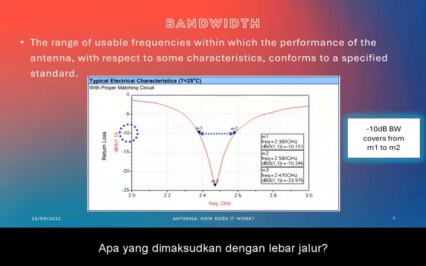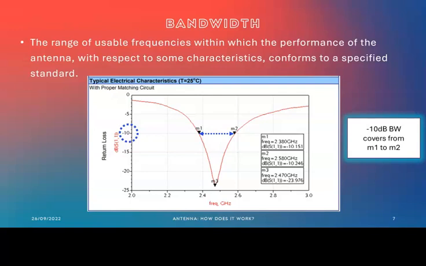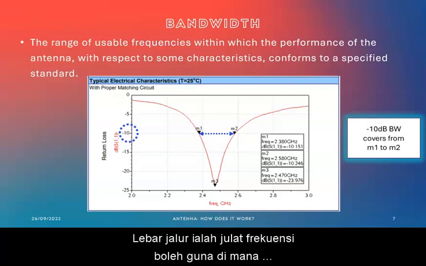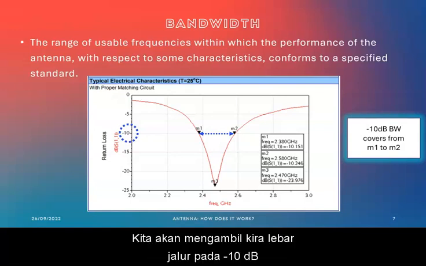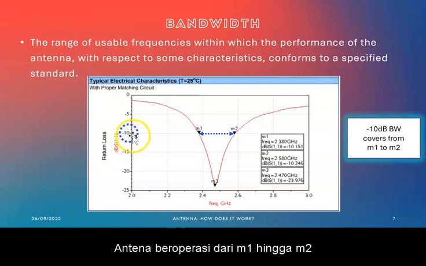Now, what is meant by bandwidth? Bandwidth is the range of usable frequencies within which the performance of the antenna, with respect to some characteristics, conforms to a specified standard. In this case, we are going to take a bandwidth at minus 10 dB. So if you draw a straight line at minus 10 dB, you will see that your antenna is actually working from M1 to M2.